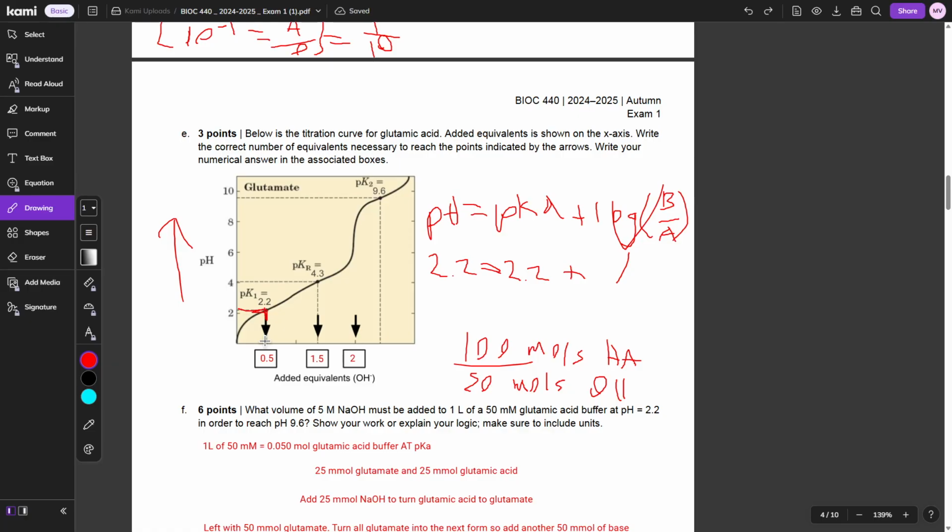Now you're looking towards the second OH, and it's the same 0.5 thing for the second OH to be deprotonated.